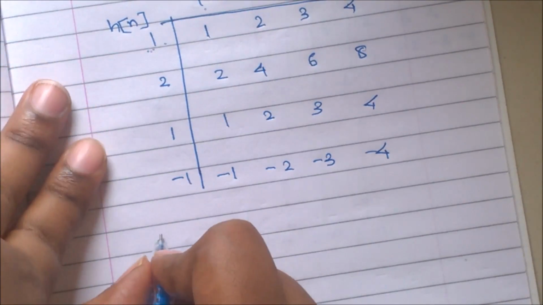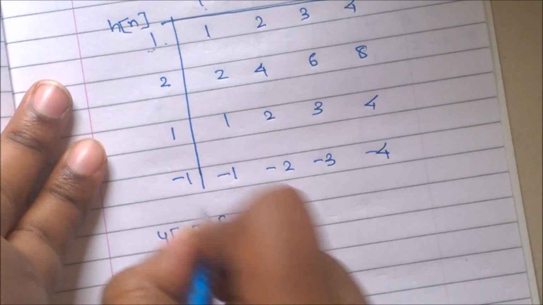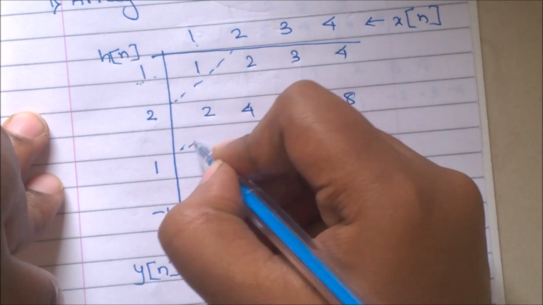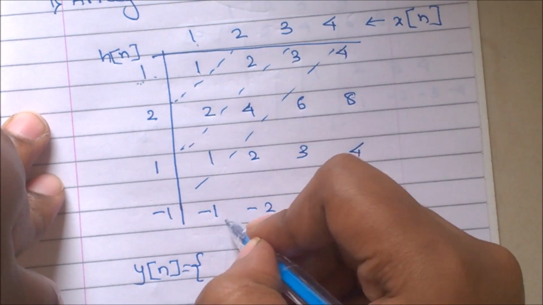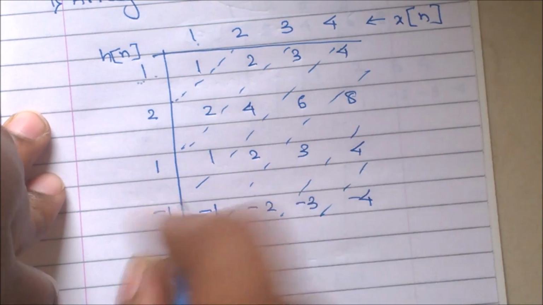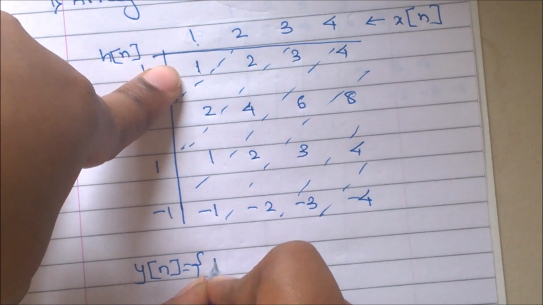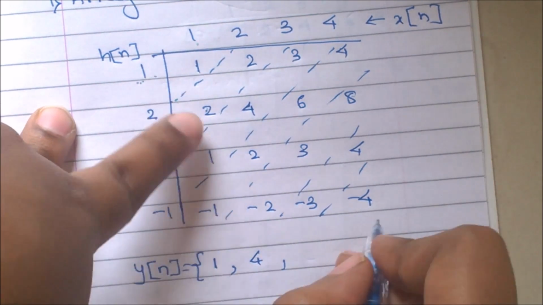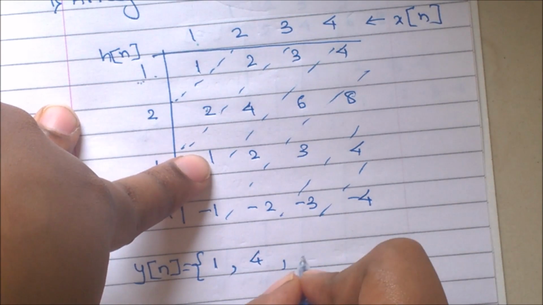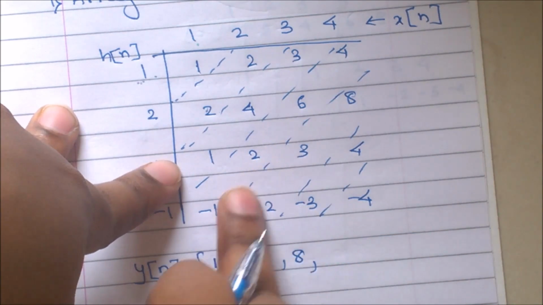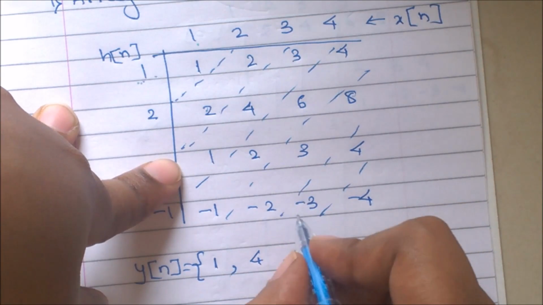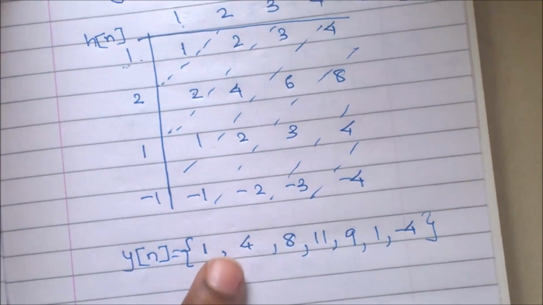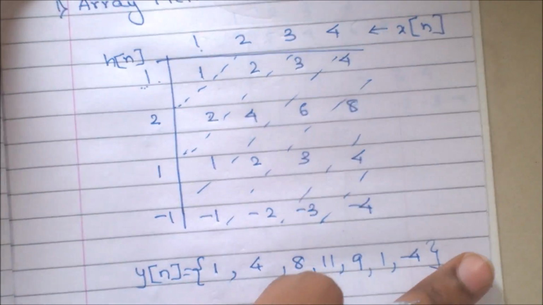Now to find y of n from this, just write these curly braces. The first value of y of n will be, just draw these slanting lines across the box. So the first value will be 1, second value will be 2 plus 2, that is 4. 1 plus 4 plus 3 is 8. 10 plus 2 is 12. 12 minus 1 is 11. 11 minus 2 is 9. Then 1 and minus 4. So this is a very easy method to get the final convolution for the discrete time example.